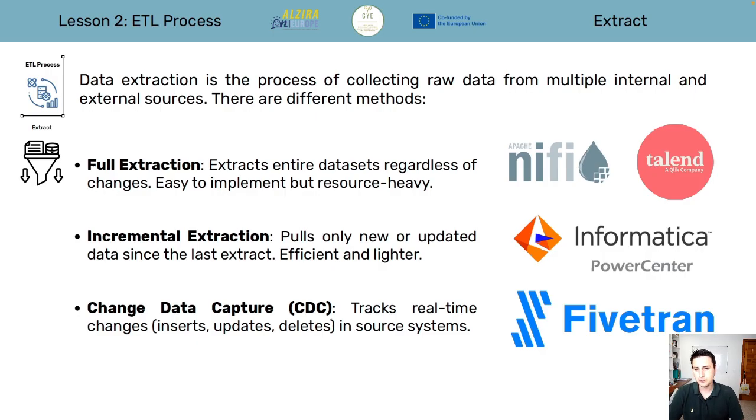Then the second type of extraction is incremental extraction. It's just focused on extracting new or updated data since the last extraction. So it checks which was the last full extraction, sees the new data set, compares it, and just extracts what has changed. It's more efficient, faster, and lighter in resources because you are not extracting the whole data set.